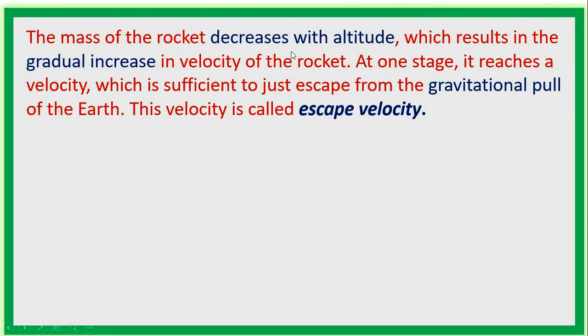So, the mass of the rocket decreases with altitude. When the height increases, the mass of the rocket decreases, which results in a gradual increase in velocity of the rocket. So, what happens to the velocity? The velocity increases. At one particular stage, it reaches a velocity which is sufficient to just escape from the gravitational pull of the earth.